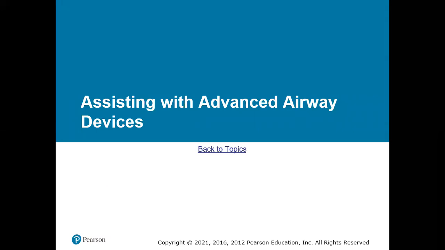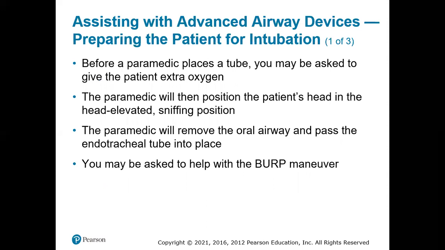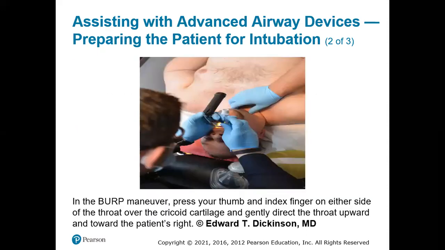All right, the last topic we have is assisting with advanced airways. Before we place a tube, we usually have a basic airway in place. Ventilating is going on while we're preparing our equipment to intubate. You may be asked to help with what's called a BURP maneuver. The BURP maneuver is finding that cricoid cartilage, that Adam's apple, and you're going to press with the thumb and index finger up and gently to the right, the patient's right. What that does is bring the vocal cords into view a little bit better for us when we intubate.